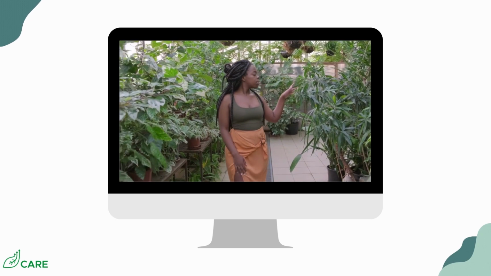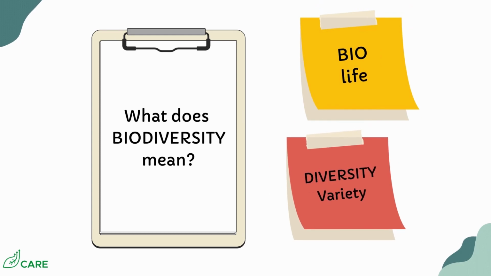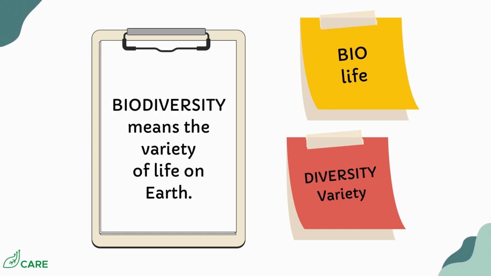of biodiversity. But what does biodiversity mean? It may sound a little complicated when you first hear it. But if you look at it closely, you can see that biodiversity is made up of two different words. Bio, which means life or living things, and diversity, which refers to variety. Then, biodiversity means the variety of life on Earth.